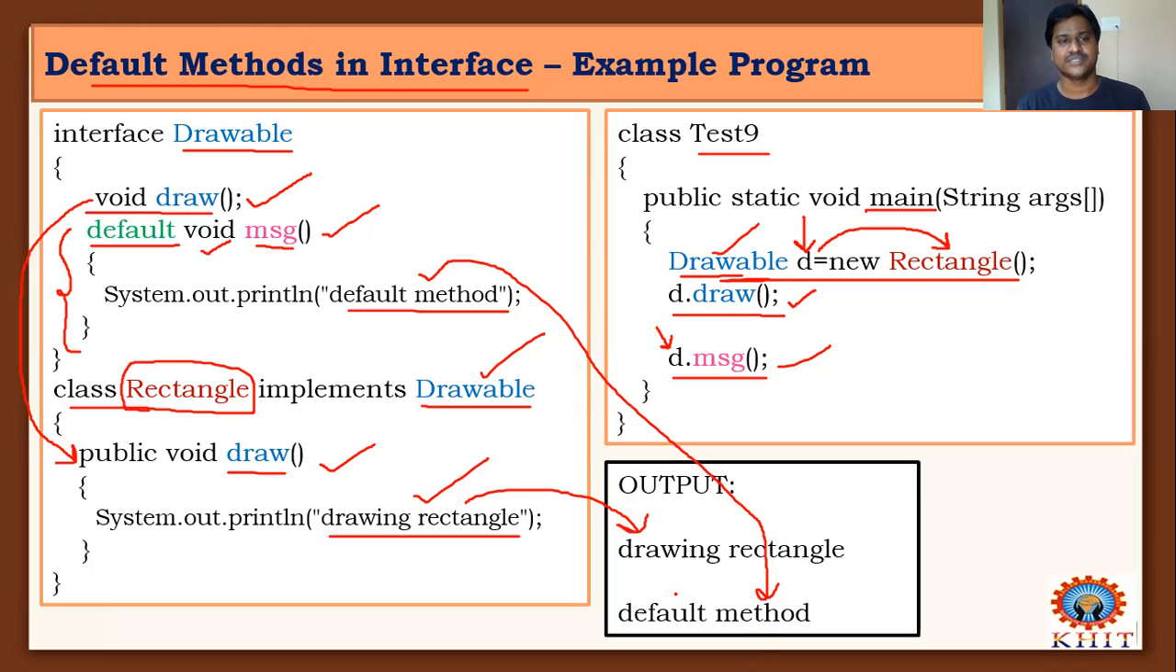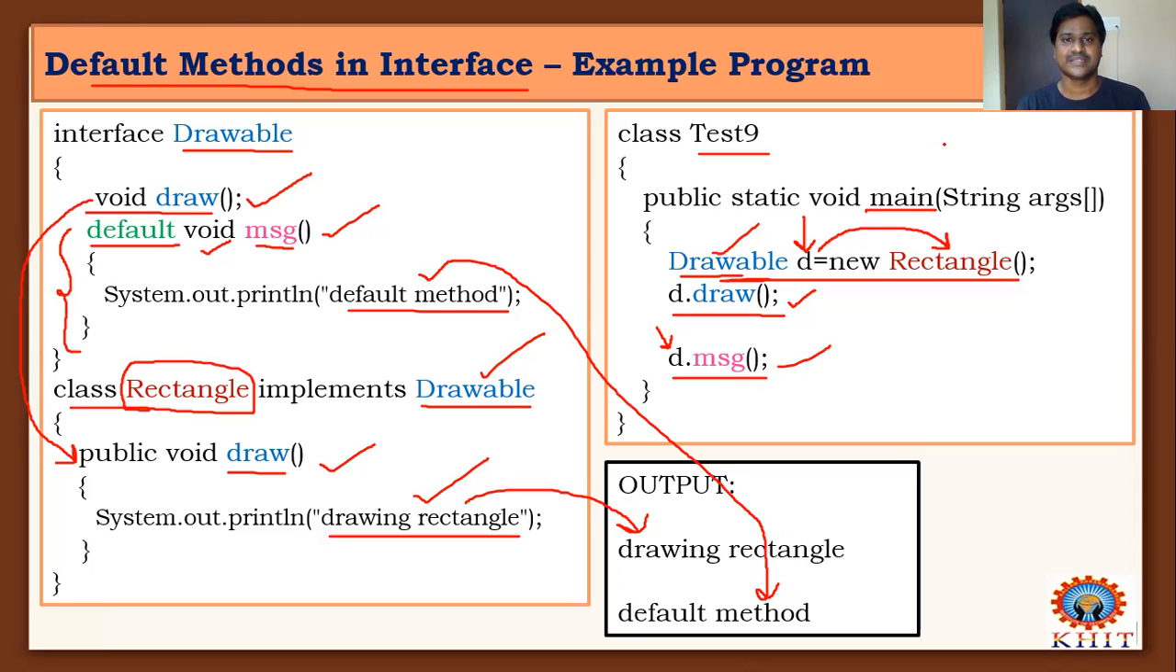Until now we were not accepting any normal methods in an interface like a class, but now we can define some methods with the default keyword.